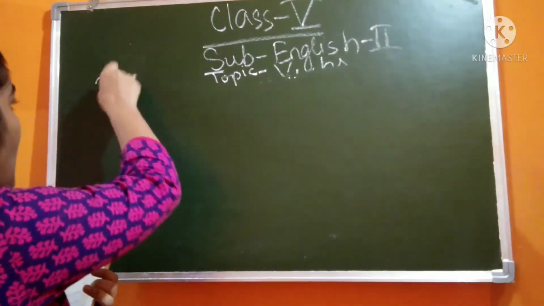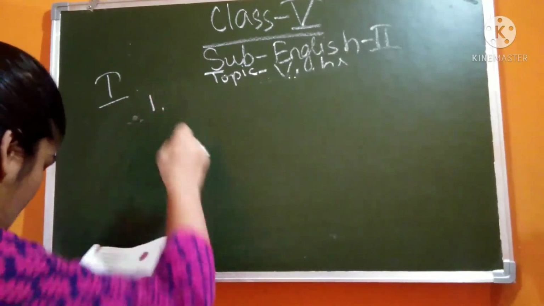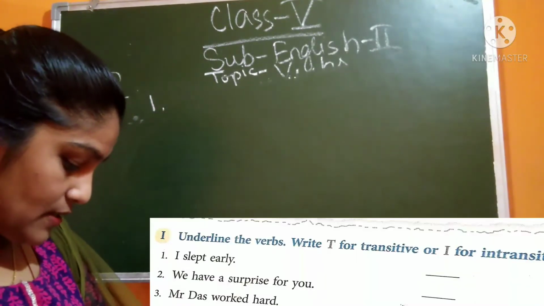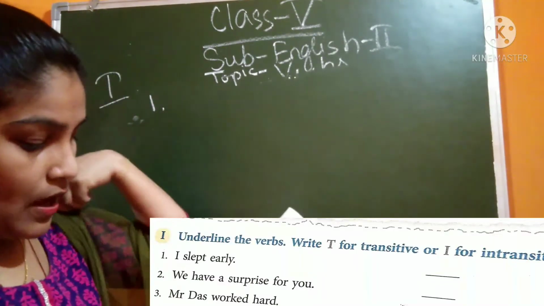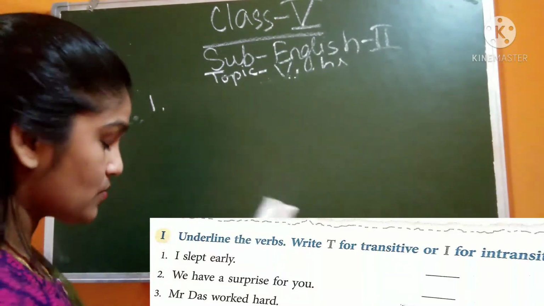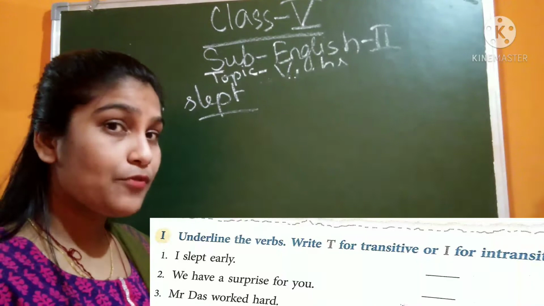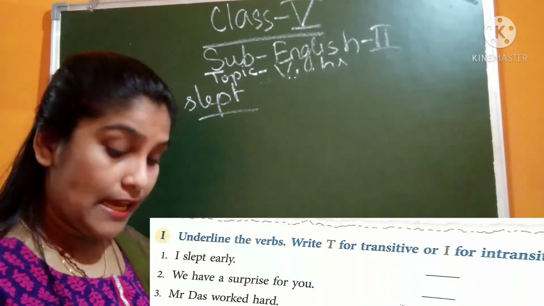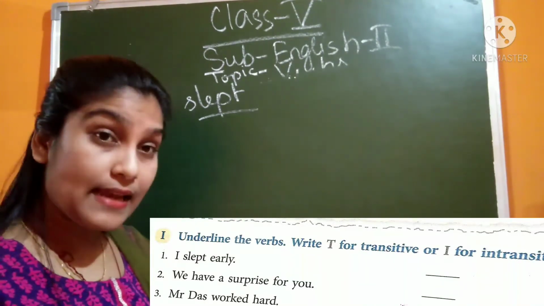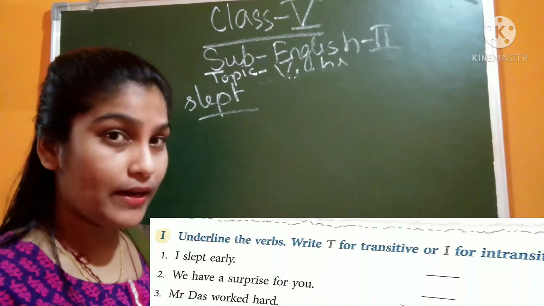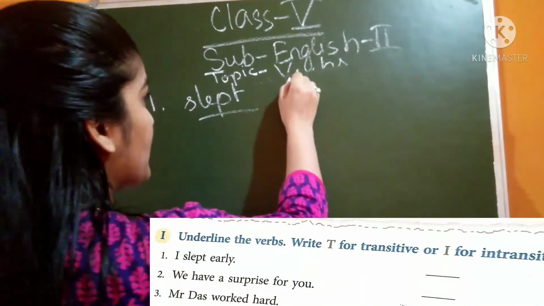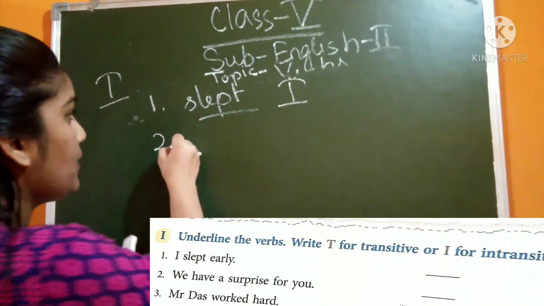So we will do I number. Underline the verbs. Write T for transitive or I for intransitive. I slept early. So here you will underline slept. And is it transitive or intransitive? It is intransitive. Why? I slept early. Early is not an object. So it will be intransitive. You will write I.